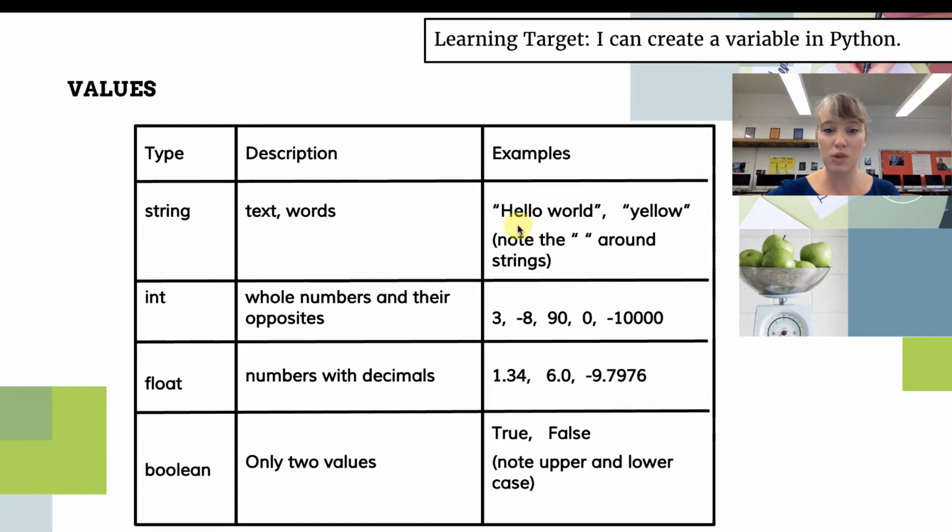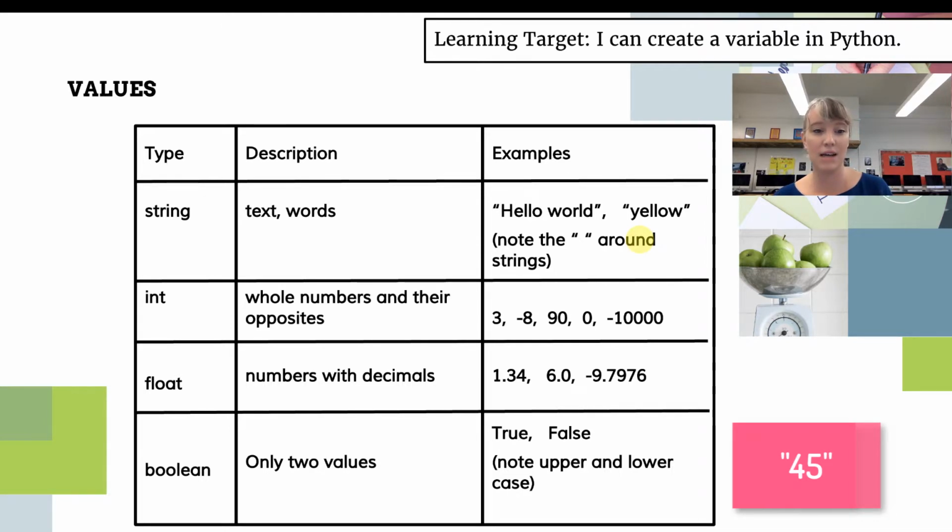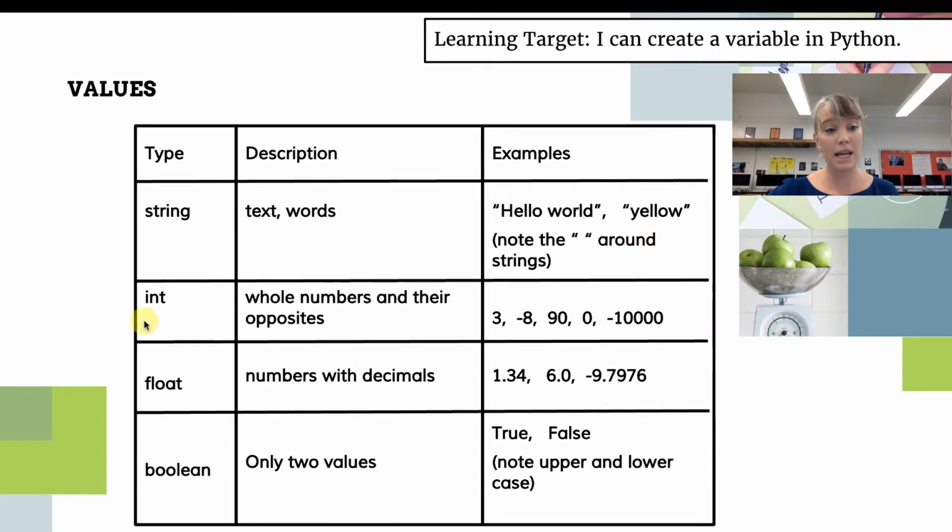Okay, so strings are indicated by quotations around them. So hello world and yellow are strings. Also, if I put quotes around a number, like quote 45, that number would actually be recognized as essentially text to the programming language. So it would no longer be a number, it would be seen as text. An int. Okay, an int is short for integer, right?